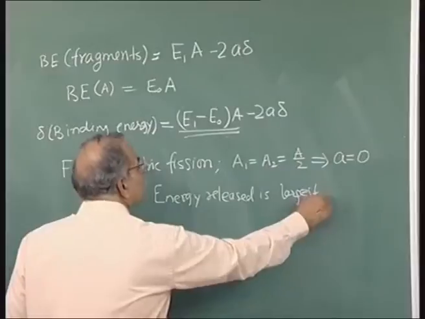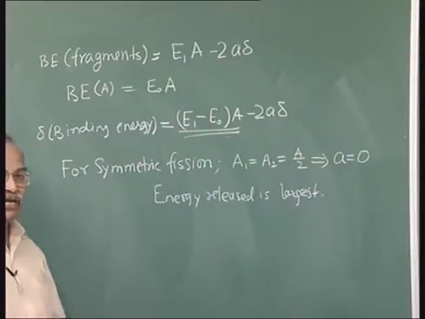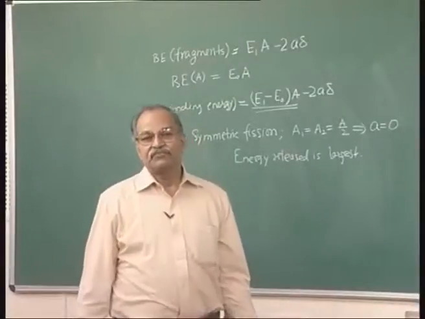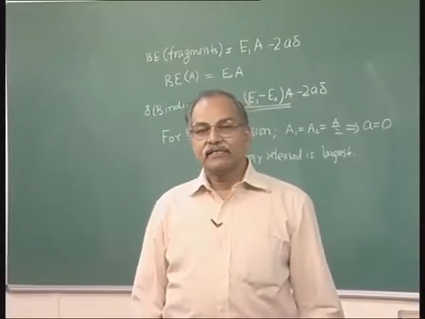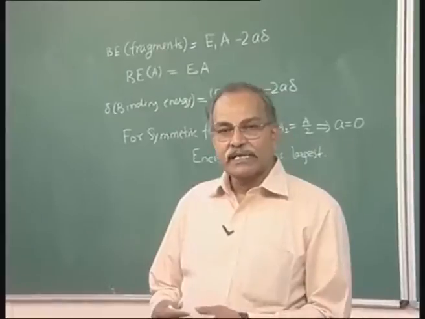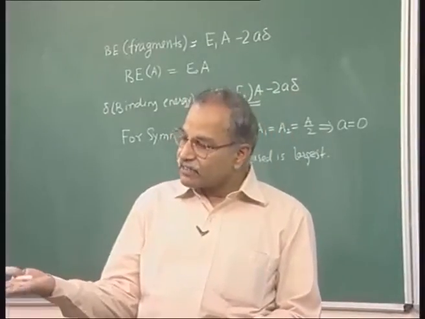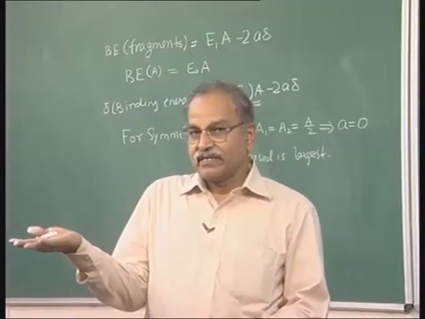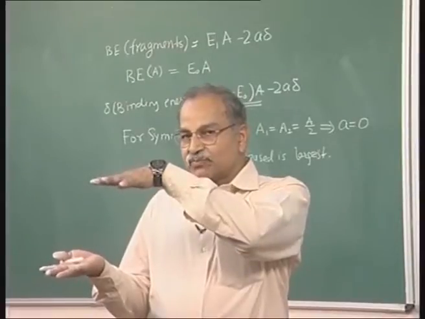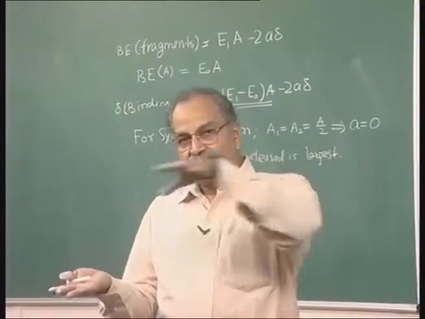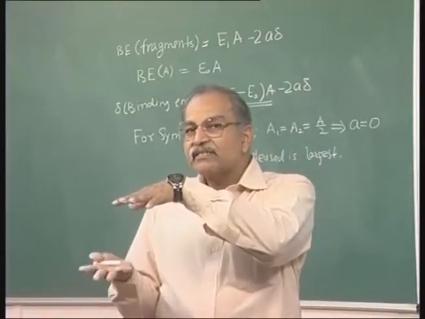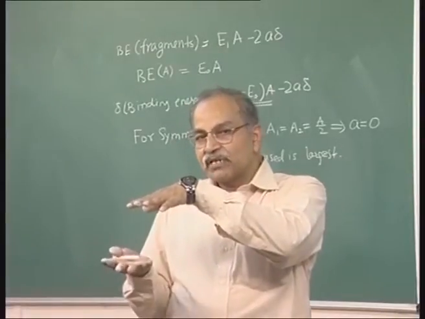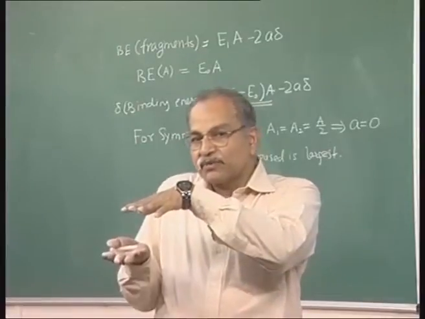And if you have asymmetric fission, where one fragment is smaller and the other fragment is larger, then the energy release will be less. That means the final products are at a higher energy. Energy released is small, that means the initial nucleus is there and then the final fragment energy of that. So that final energy, or energy of the final products, is more, right.